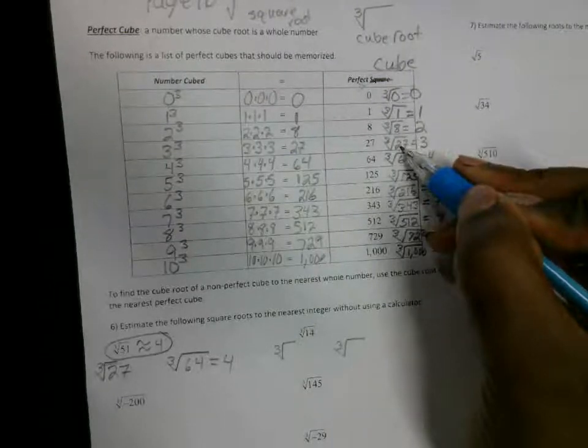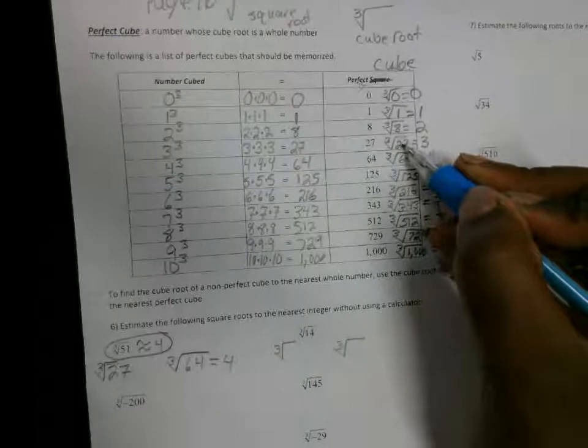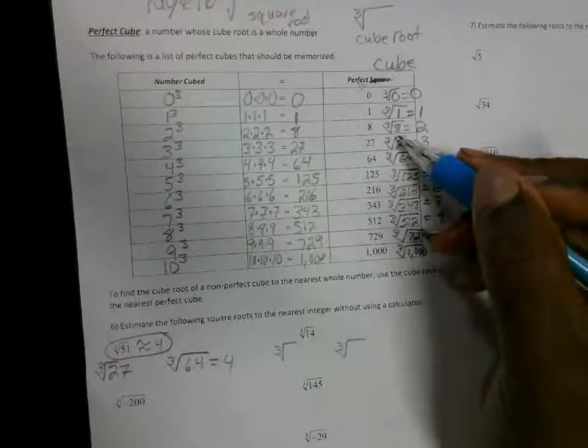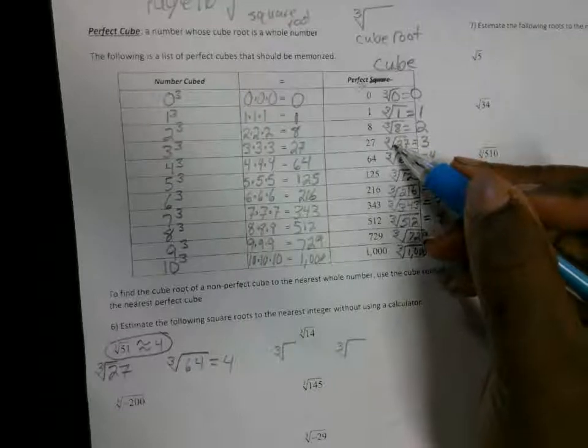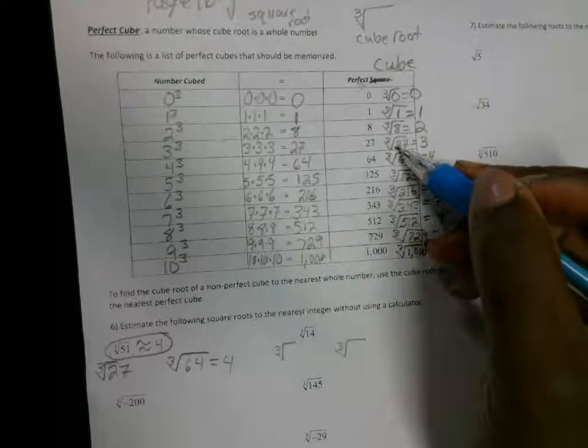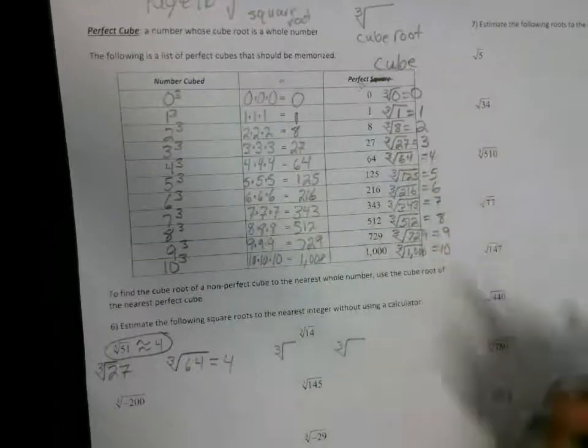Are you okay with that? Are you okay with what we're doing? Do you understand it? I need you to write it down, baby. Oh, good. You got it. You got it? What about you? You got it? Okay. All right.